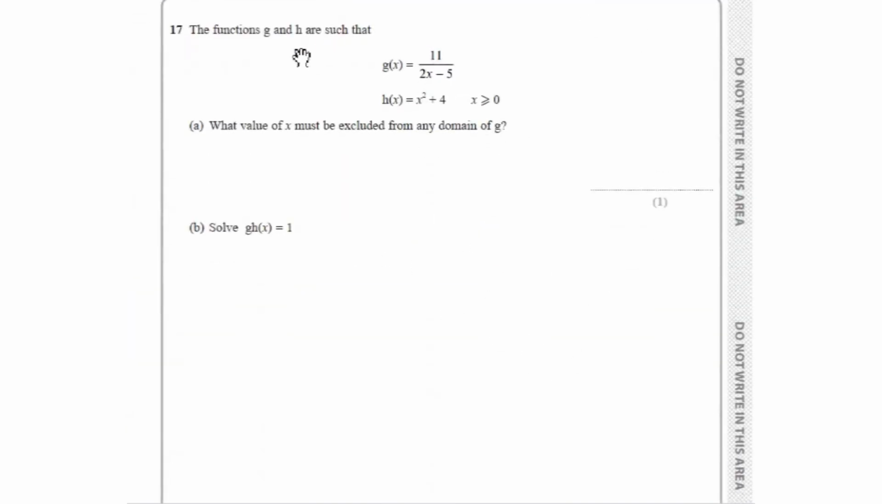Next question says that the functions g and h are such that g of x is 11 over 2x minus 5 and h of x is x squared plus 4, where x is greater than or equal to 0. What value of x must be excluded from any domain of g?